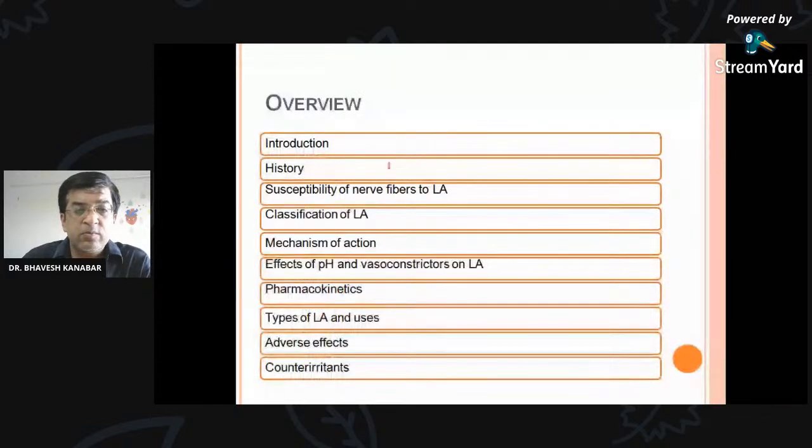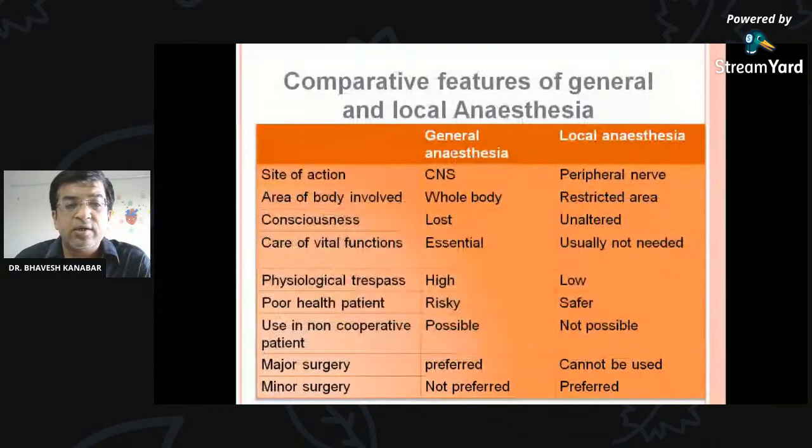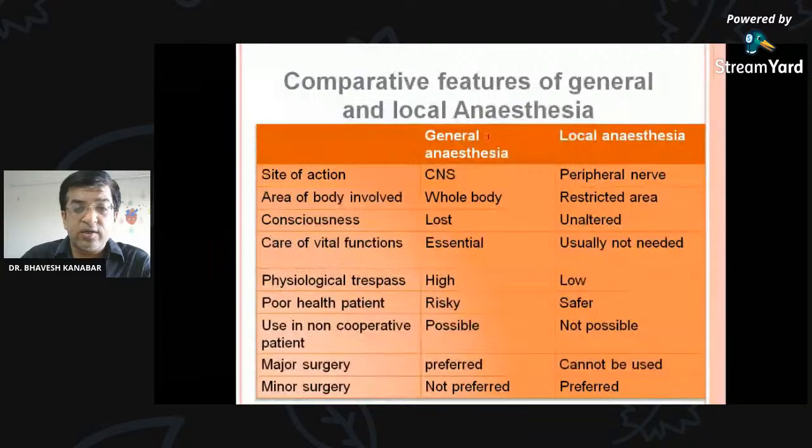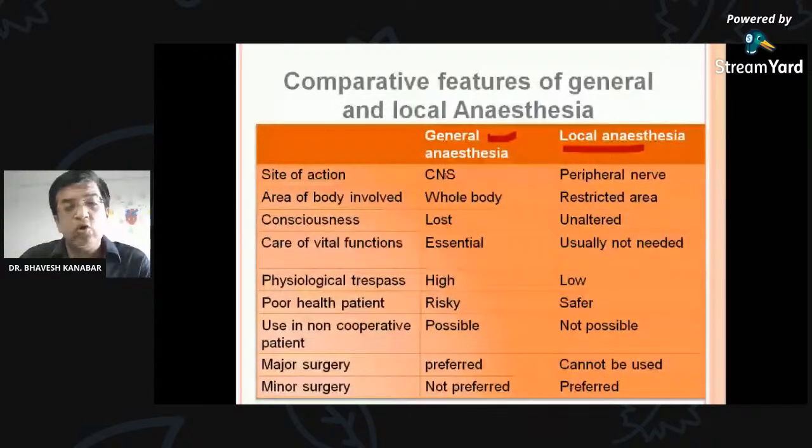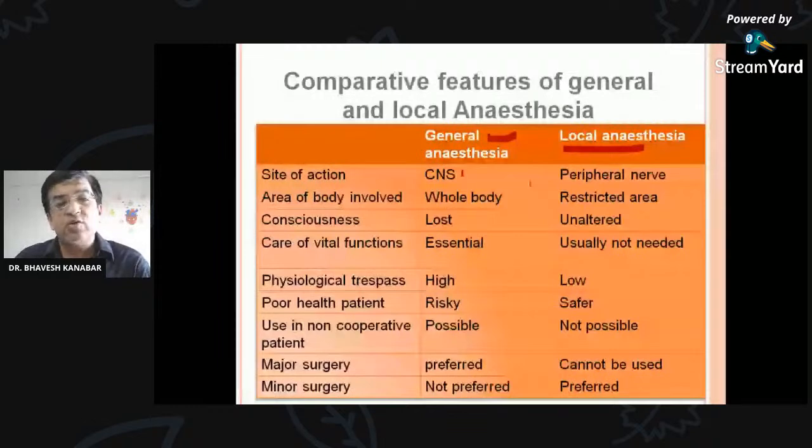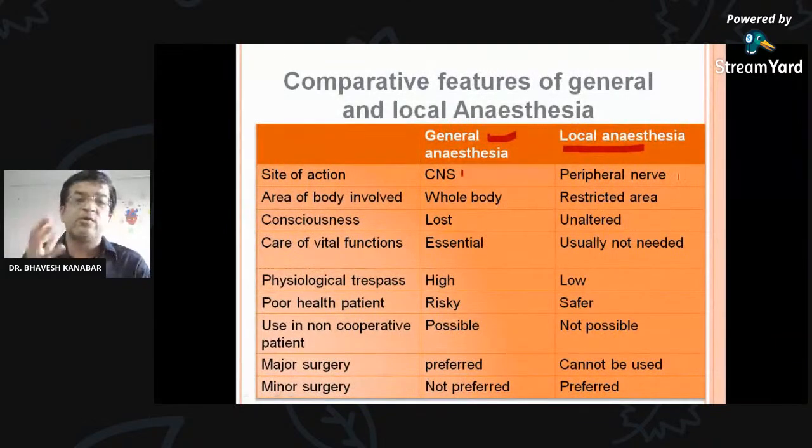We have discussed some aspects of local anesthetic and counter irritant. If you remember, one of our topics was general anesthesia, so there is a difference between general and local anesthesia. We have discussed this difference also; I will be revising here. As it is general, the whole CNS is the site of action. Here, in case of local anesthesia, it is only locally where we are going to have the surgery. Suppose the surgery is over the hand, so local anesthesia will work only over the hand.